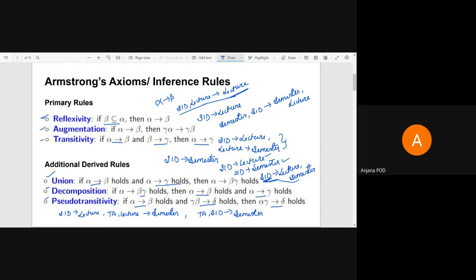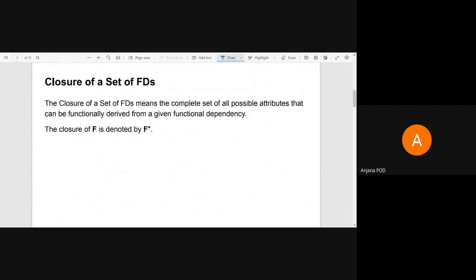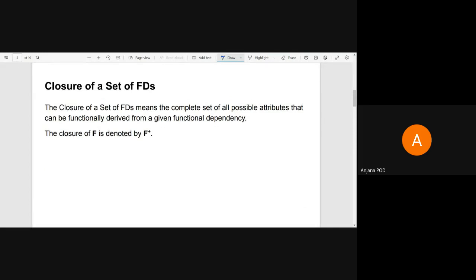Okay. So by the pseudo transitivity rule. These were the Armstrong axioms, or you can also say inference rules. These are all the rules that we can follow when we have to find out some new dependency from the existing functional dependency set. Then we'll try to understand the closure of a set of functional dependencies. By definition, it means the complete set of all the possible attributes that can be functionally derived from a given functional dependency set.